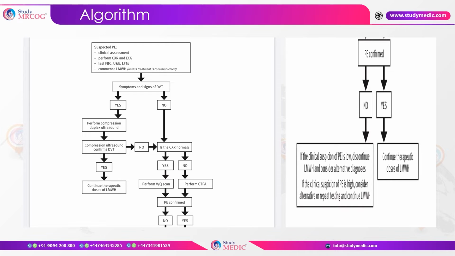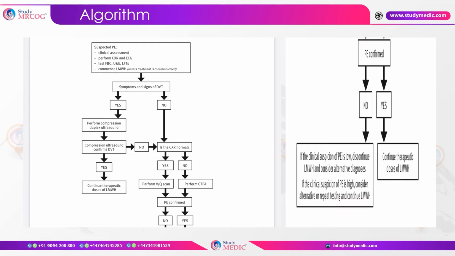But if there are no signs and symptoms of DVT, or your ultrasound doesn't confirm the presence of a DVT, then go back and have a look at your X-ray chest. Is the X-ray chest normal or not? If the X-ray chest is normal, then you can do a VQ scan or a perfusion scan. If the X-ray chest is not normal, you can do a CTPA. So your perfusion scan or your CTPA will confirm or refute a diagnosis of pulmonary embolism. If the diagnosis of pulmonary embolism is confirmed, continue therapeutic doses of low molecular weight heparin.